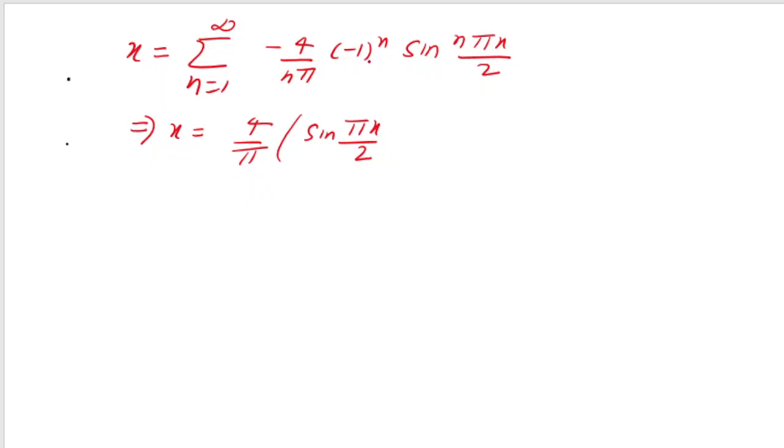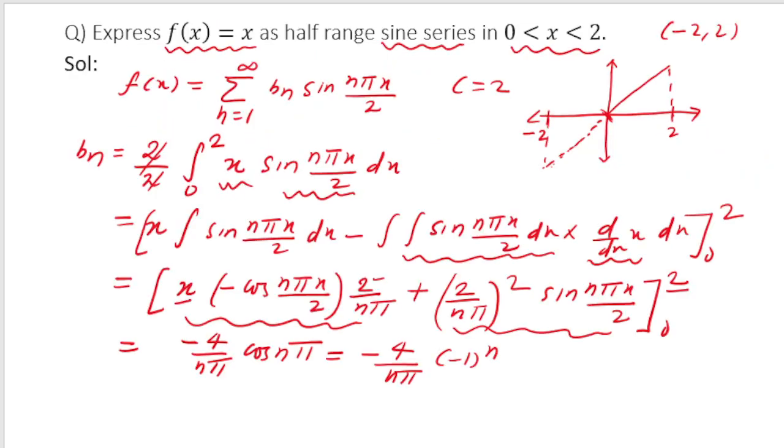If I take n is equal to 2, it will become minus, so I will get minus 1 by 2 and sine 2 pi x by 2. If I take n is equal to 3, it will be positive again, so I will get plus 1 by 3 sine 3 pi x by 2, and so on. So this is the Fourier expansion, and here we are just getting the sine terms. So this is the Fourier sine series expansion for this function.